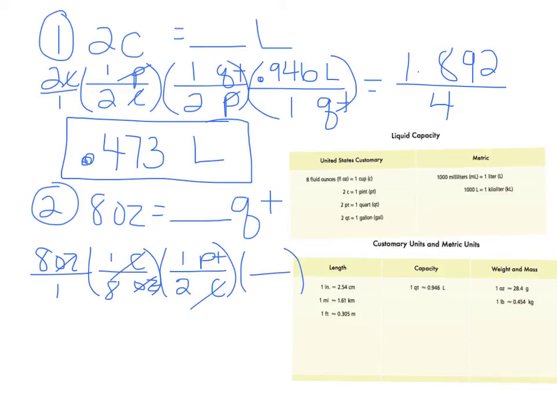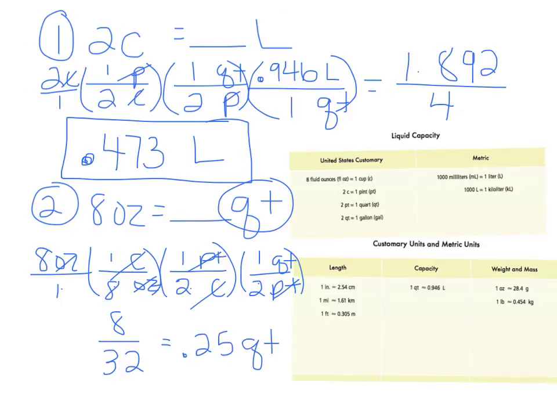Just following the chart here. And then pints have to go on the bottom to cancel out. And then there are 2 pints in 1 quart. And that's what we want to get to. We want to get to quarts. So multiply across the top. 8 times 1 times 1 times 1 gives you 8. 1 times 8 times 2 times 2 gives you 32. Okay, and then we simplify that. 8 divided by 32 gives you 0.25 quarts. If you have 8 ounces, you have 0.25 quarts, which is the same as 1/4.